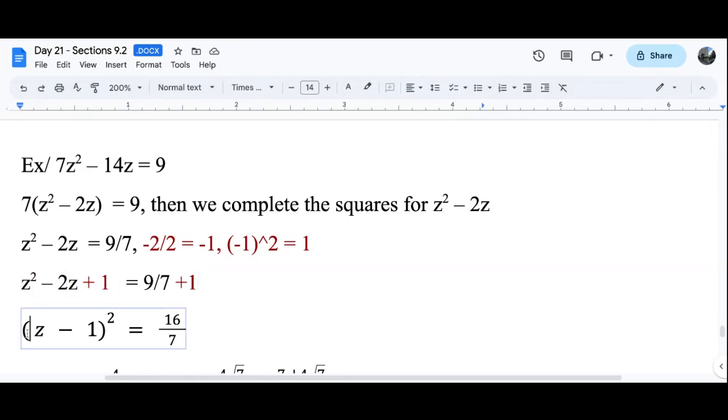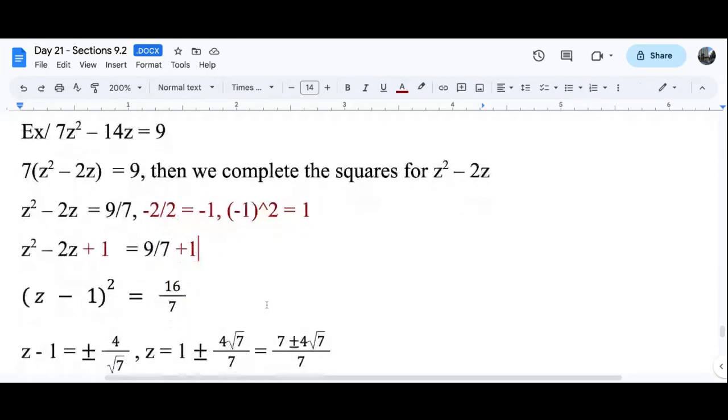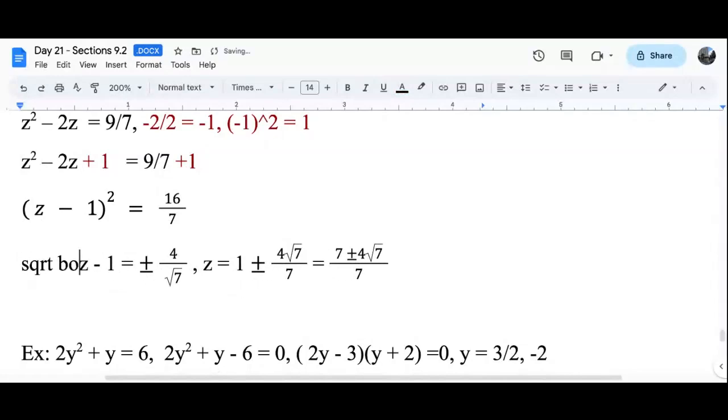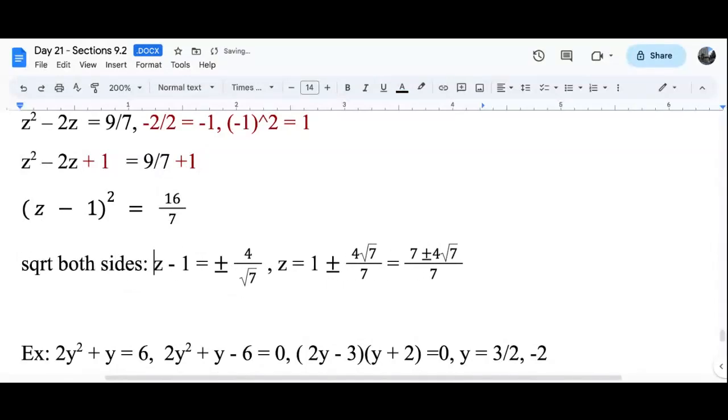Then this one becomes z minus 1 squared. And this one becomes, because 1 is 7 over 7, 9 plus 7, 16. 16 over 7. Square root both sides, right? So square root cancel each other. So we have z minus 1. And square root of this one gets plus minus 2 values. Square root of 16 is 4. So we move this negative 1 to the other side. We get z equals 2 values, right? Or we can write it this way. 2 irrational solutions.